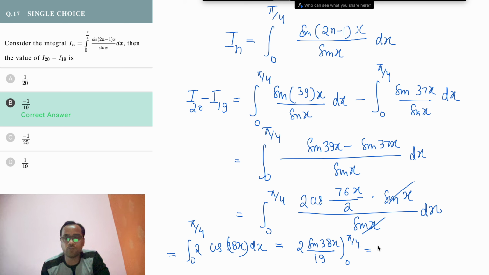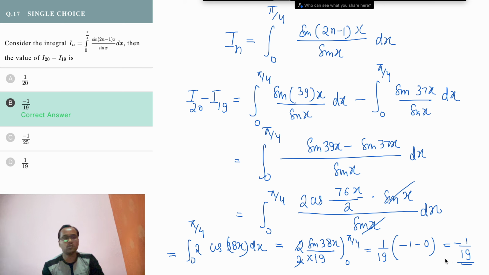If you put the limits, sine 38x upon 38, 38 is 2 into 19, so 2 will cancel. So that would be 1 by 19 into sine of 38 into pi by 4. That means sine 19 pi by 2, which will be minus 1, minus sine 0 is 0. So the answer for this question will be minus 1 upon 19. Option B is the right answer. I hope this is clear. Let's come to the next question now.